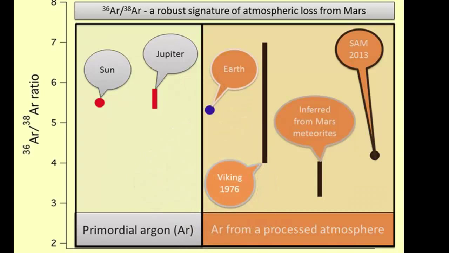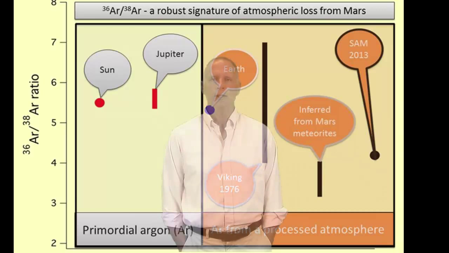We have the argon ratios from the Sun and Jupiter. That's considered primordial argon. We don't think that the argon ratio has been disturbed much since the solar system was formed in the Sun and Jupiter. So we can take those as the original argon ratios in the solar system. Look at Earth. Earth has a slightly lower argon ratio than Jupiter and the Sun.